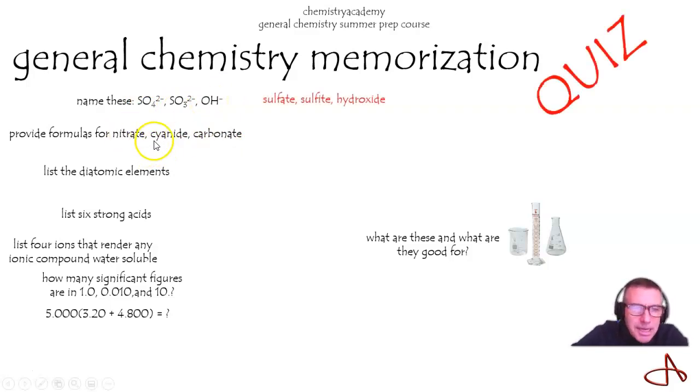How about a nitrate, a cyanide, and a carbonate? A nitrate is NO3 minus, a cyanide is CN minus, and a carbonate is CO3 2 minus.